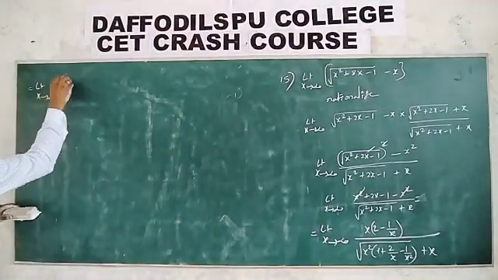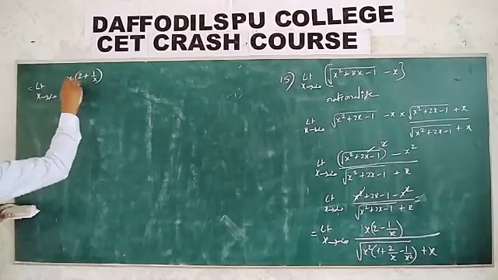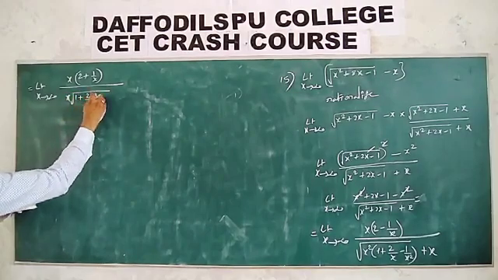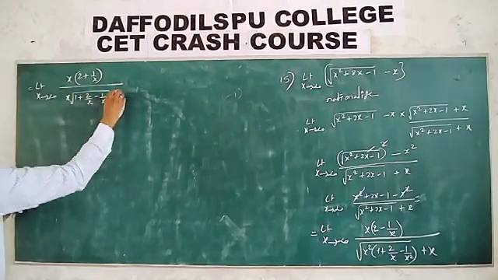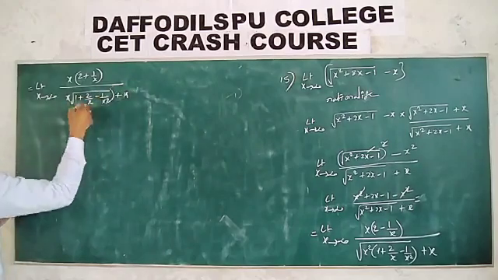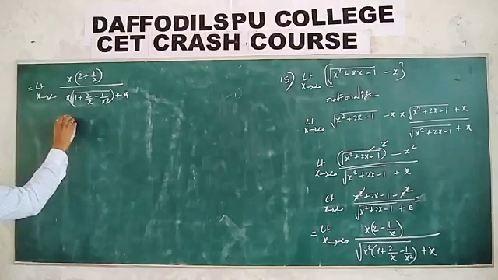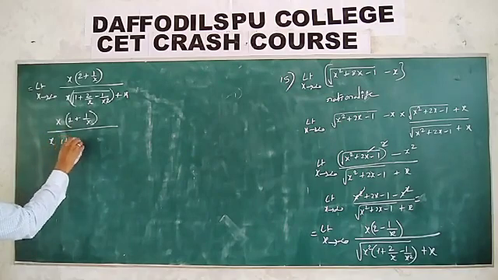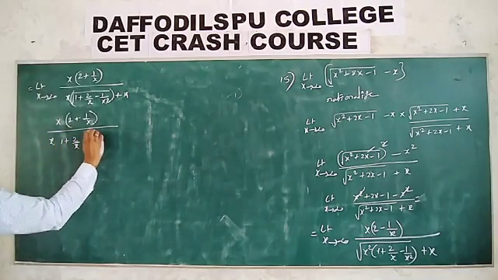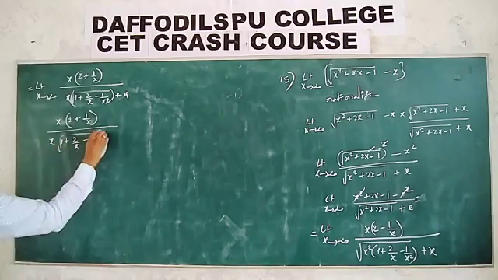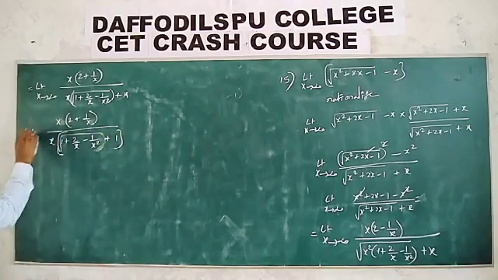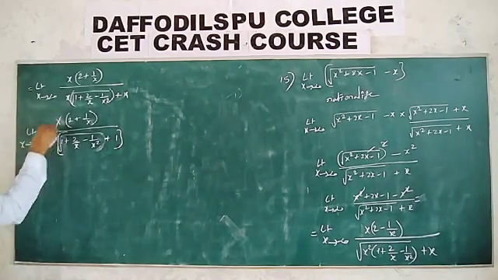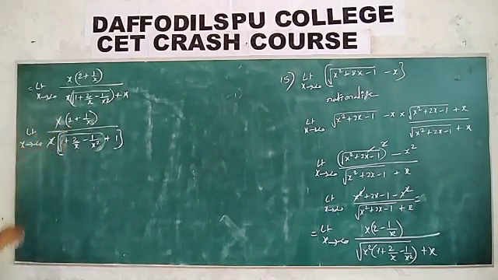Limit x tends to infinity, x of 2 plus 1 by x, over x of root of 1 plus 2 by x minus 1 by x square, plus x. Now from these two terms take x common: x of 2 plus 1 by x, over x of root of 1 plus 2 by x minus 1 by x square, plus 1. Limit x tends to infinity, x cancels.